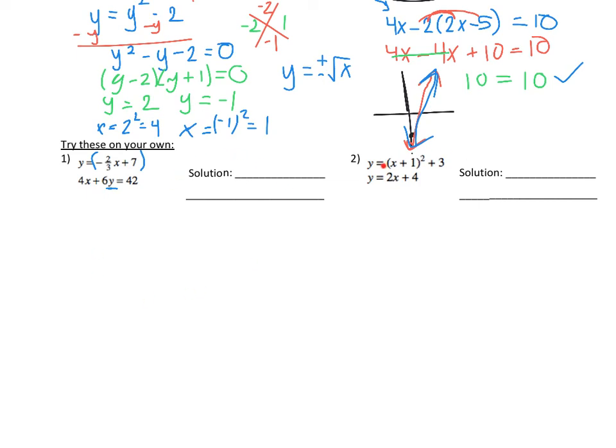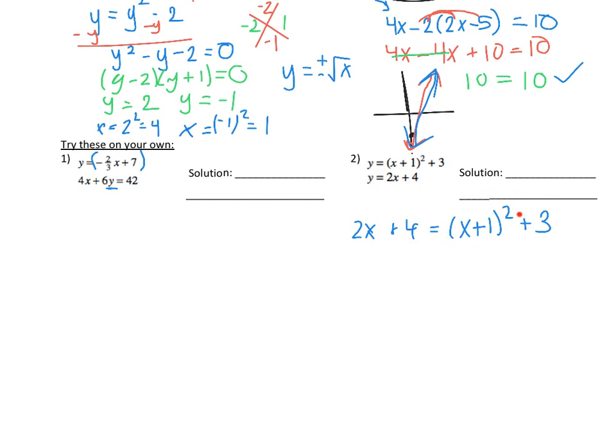And on this one, we do have both of them in the form of y equals, so I can set them equal to each other. I'm going to write that first line out for you so I can set these equal to each other. 2x plus 4 equals (x plus 1) squared plus 3. I'm doing this because I want to point out that (x plus 1) squared is not x squared plus 1 squared. You need to distribute this.